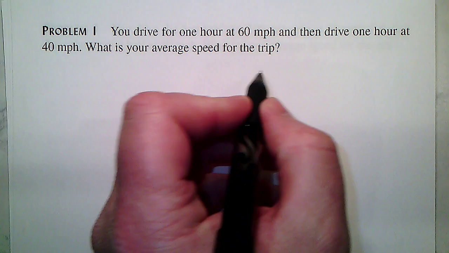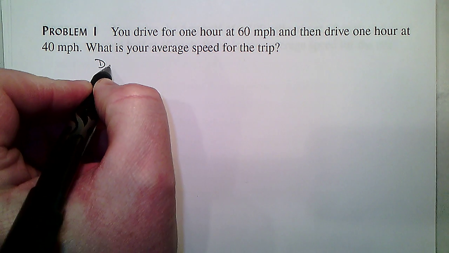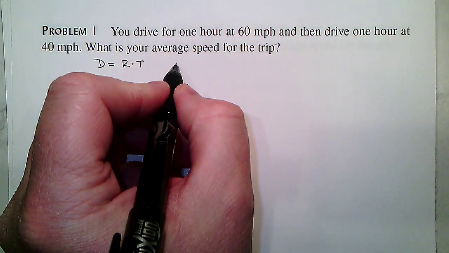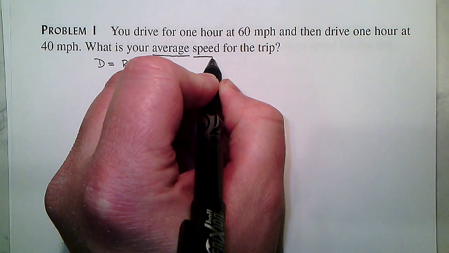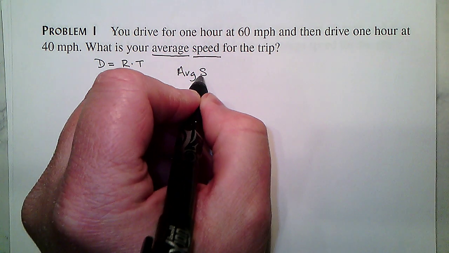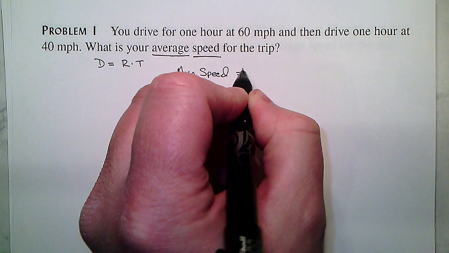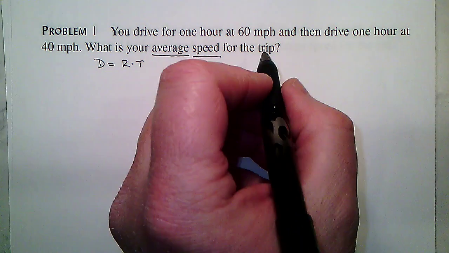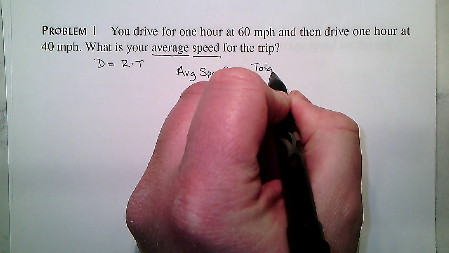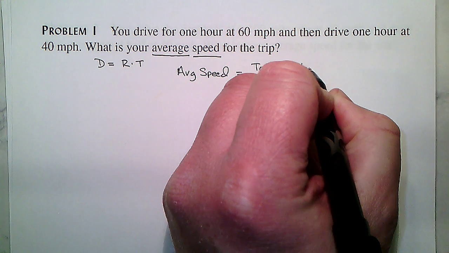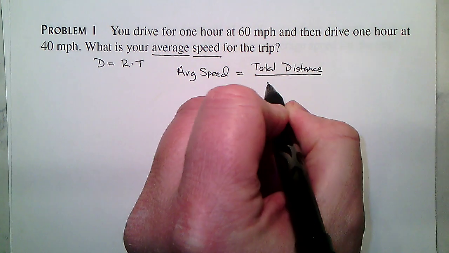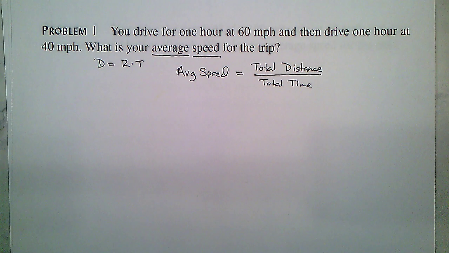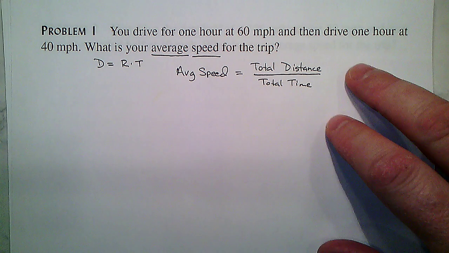Well, in these problems, you should know that distance equals rate times time. And if someone asks you to find the average speed, what is that? Well, the average speed is not always the average of the speeds, but the average speed is always the total distance divided by the total time. So if we could just find the total distance and then divide by the total time, we would answer the problem.